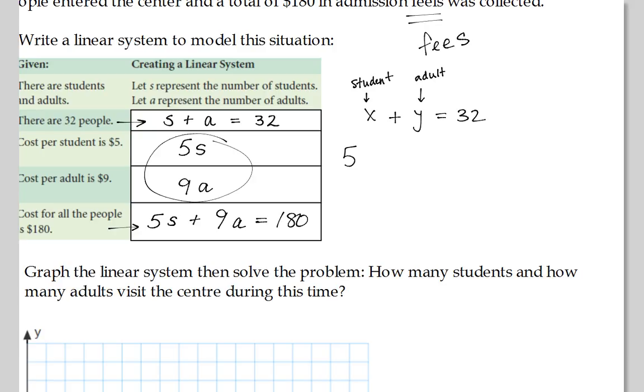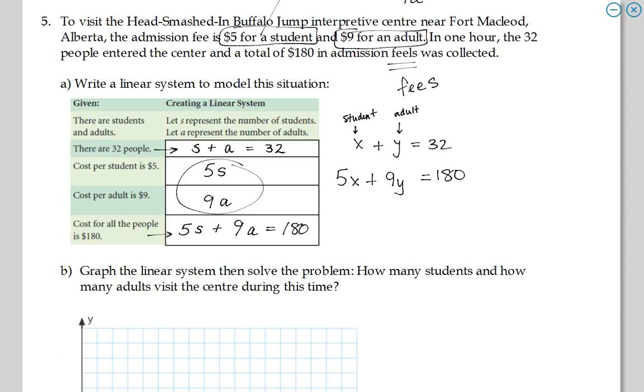So then you have 5x plus 9y is 180. You guys okay with that? Okay, so for the first equation, how are we going to isolate y? Move x over, so you end up with which equation? Negative x plus 32. Very nice. So there's one of them.